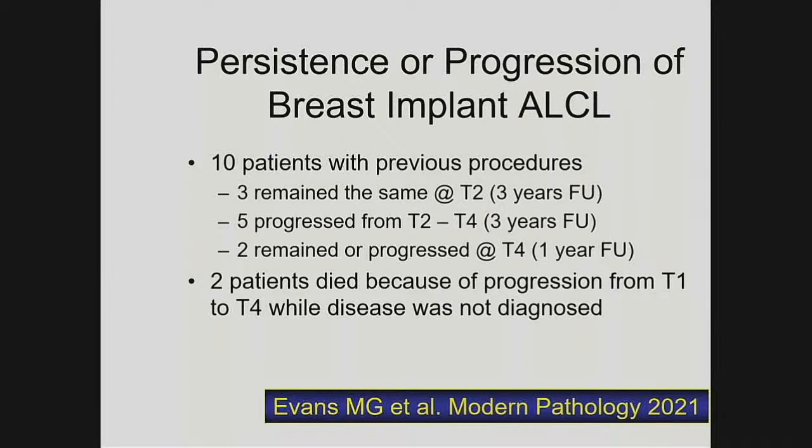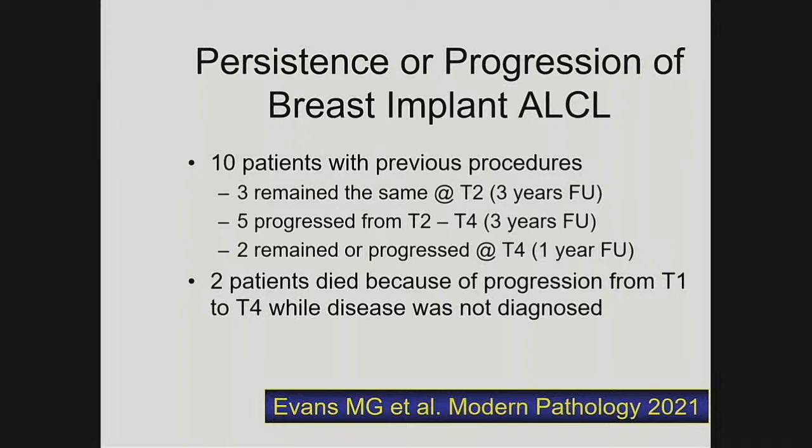But in 10 cases, we were able to see that of those 10 cases, 3 remained the same after 3 years follow-up. So they were T2, and 3 years later, they still were T2. 5 cases progressed from T2 initially to T4 3 years later. So there is a progression, and 2 remained about the same. They were T4, and 1 year later, they still were T4. So they were already invasive.